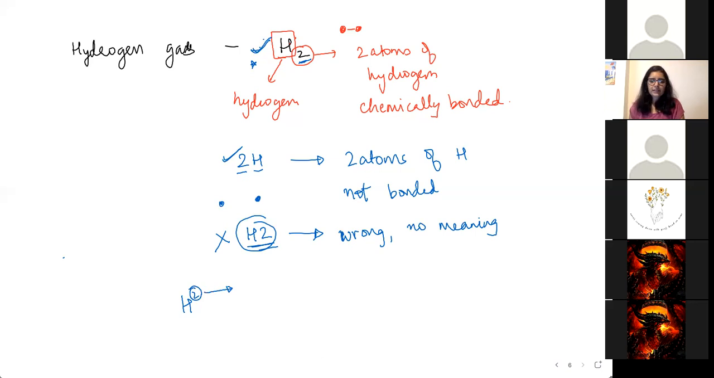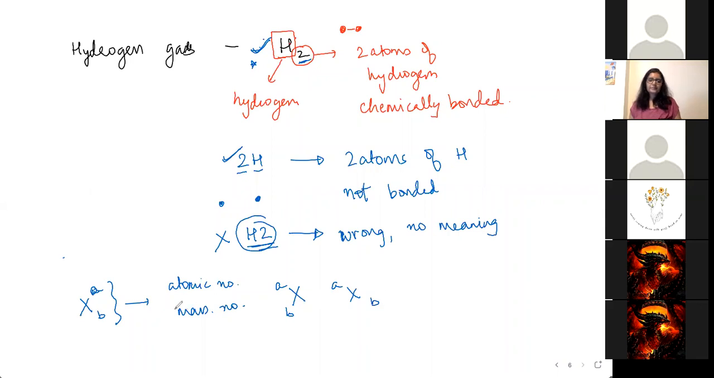So usually, if there is any atom, let's say X, and there will be some number here and some number here. These numbers represent something called the atomic number and mass number. Sometimes you write it on the left side also, depending on which textbook or publication. You'll also see it written in this way, and sometimes it's written this way. All of these are representations of the same thing.